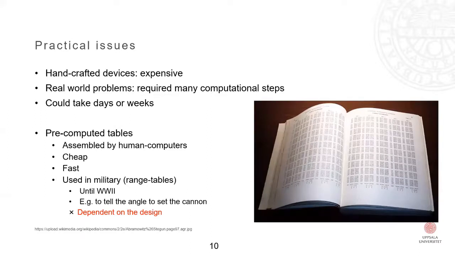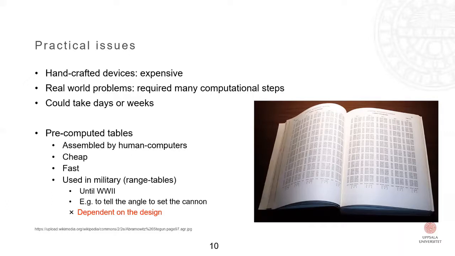So for this reason, the human computers that we just saw in the previous slides were working to create pre-computed tables. For example, you would have a book that had the results of multiplications in it. Then if you needed to multiply several large numbers by each other, instead of using a calculator, you could go to this book and in a few minutes or seconds, find your results.